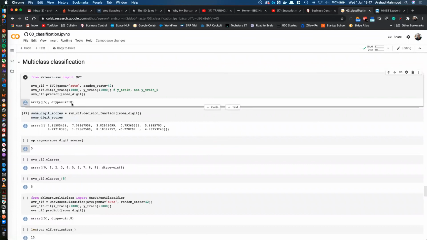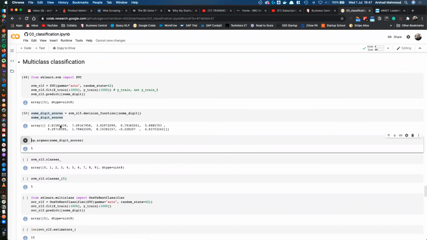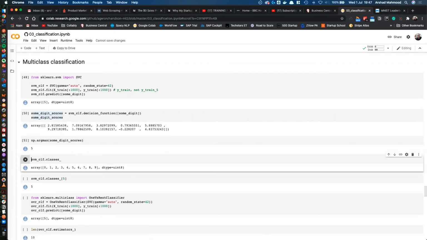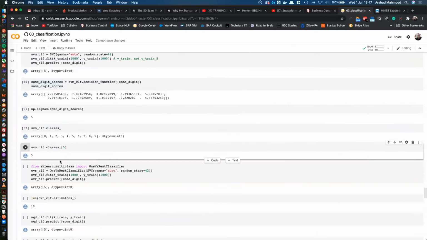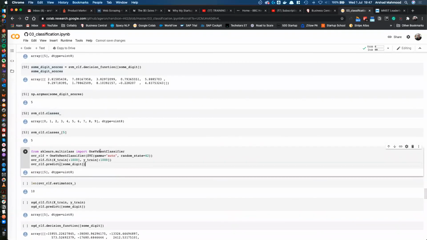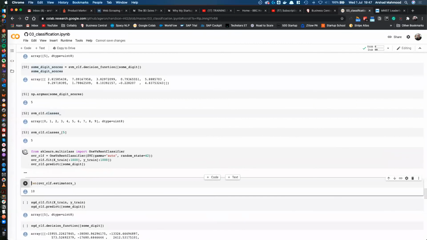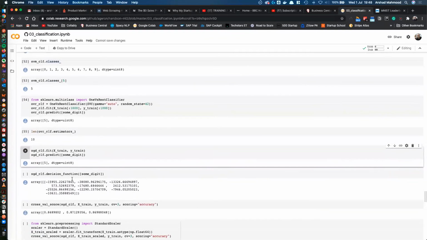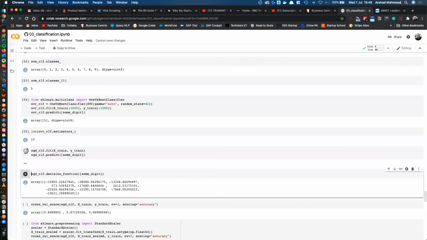So we've done that, and then argmax, some digit scores, and then the classes. The class file, the string representation of it. And then we've got the one versus rest classifier, using support vector machines. Okay. And then length of the estimators, 10. Fit and predict.